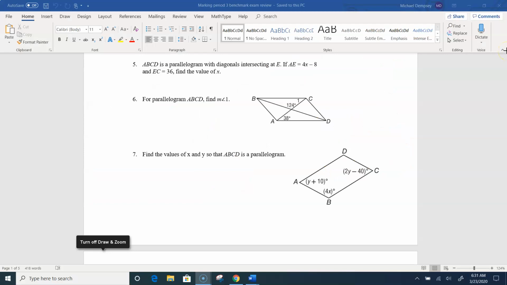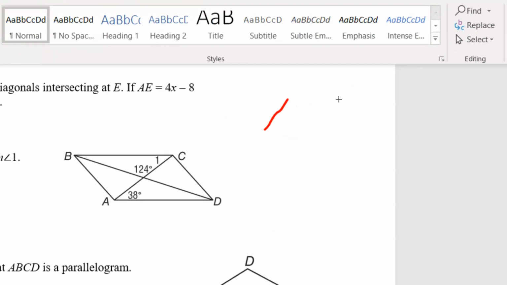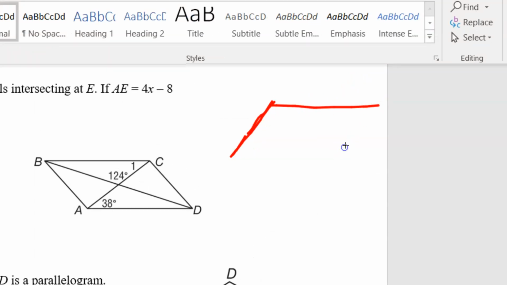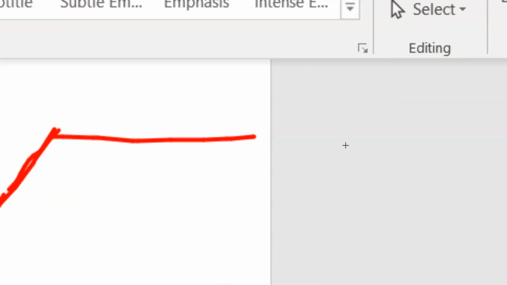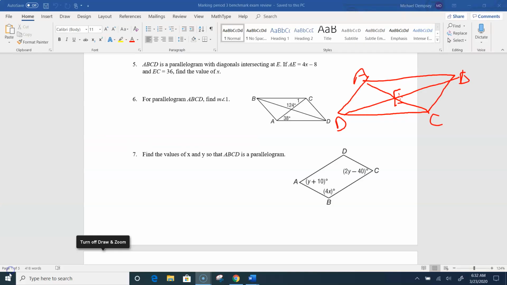Okay, so number 5 is a little tougher because they don't give me a picture. So I'm going to have to make my own picture. I'm going to draw a parallelogram ABCD. That's about as good as I'll be able to draw a parallelogram ABCD with the stylus that I have. So you always have to go in order. So we go A to B to C to D.